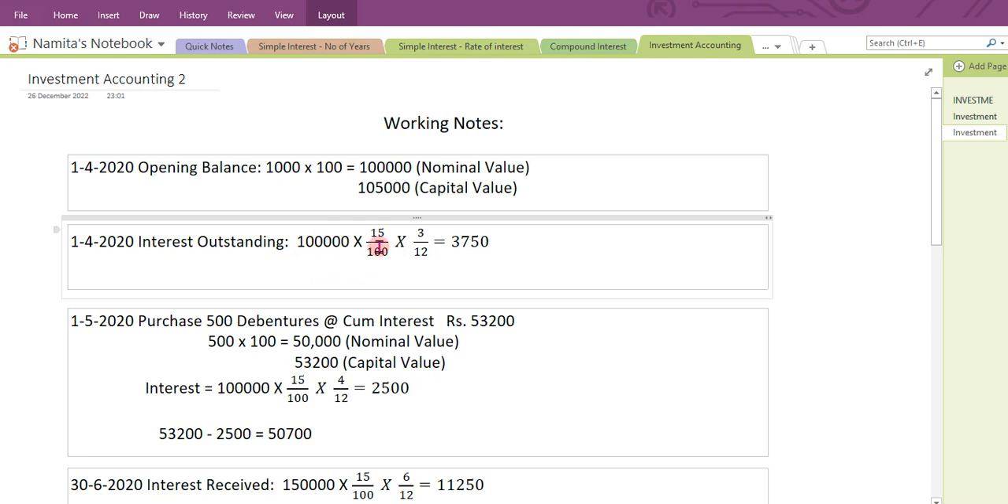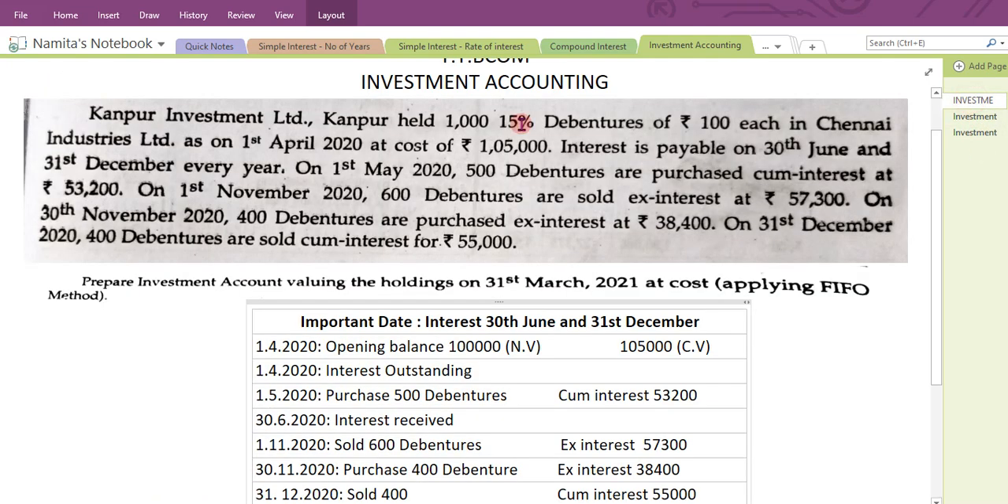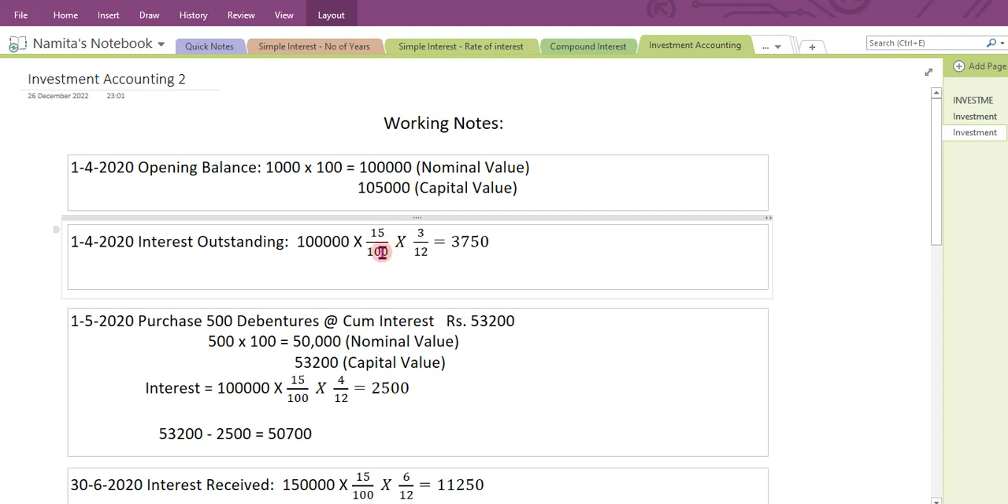multiplied by 15. Why 15 have we taken? Because the investment is 15% debentures. 15 divided by 100, multiplied by 3 divided by 12. Now interest will be calculated.